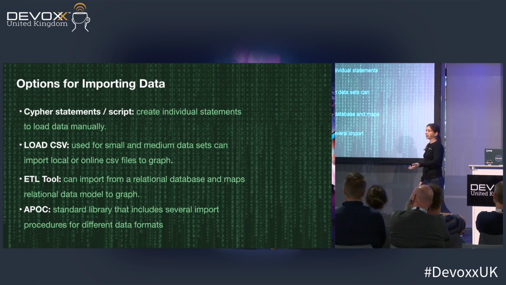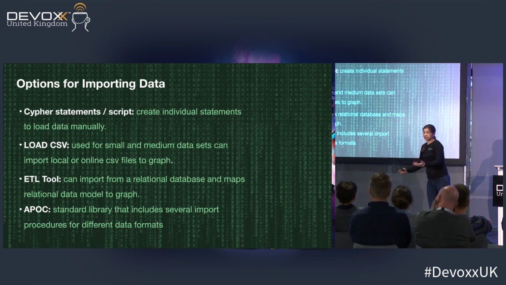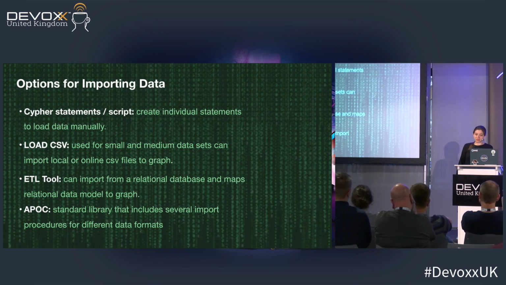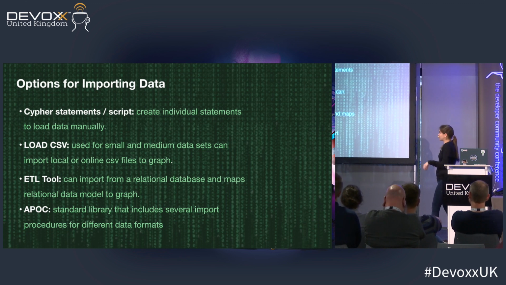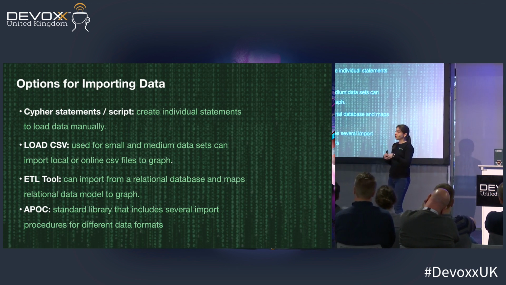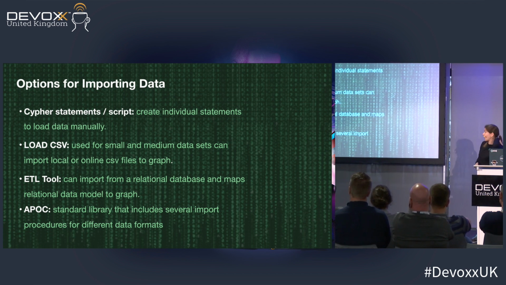If you have flat files, if you have CSV files, you can also use our LOAD CSV tool, our Cypher functionality, basically. And that can handle small and medium-sized data sets. You can import local or online CSV files into the graph. That's pretty easy to do. You just need to specify the columns that you want to pull in from the CSV file and what you want that data to look like on the graph, because obviously you're going from a column and row format into a graph data structure. But that is used quite widely.